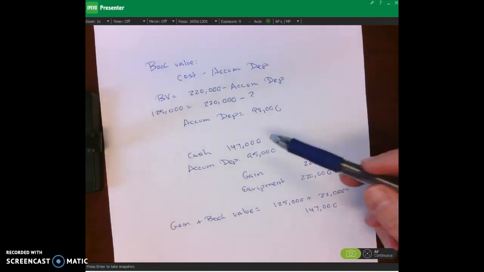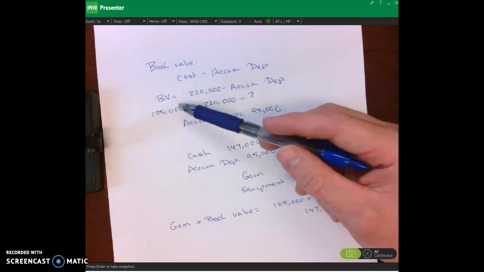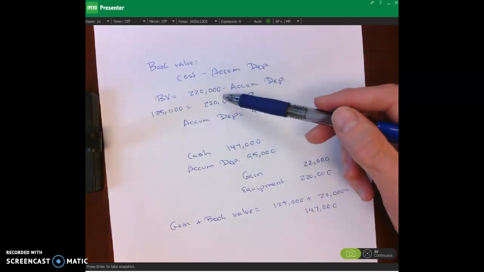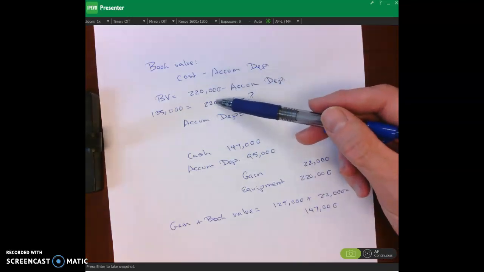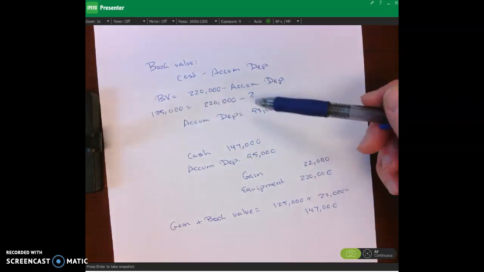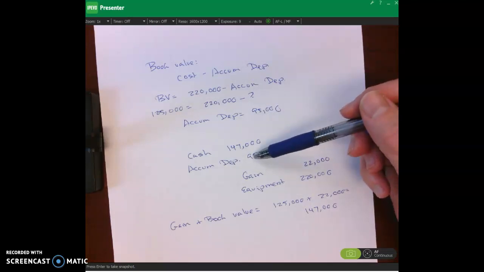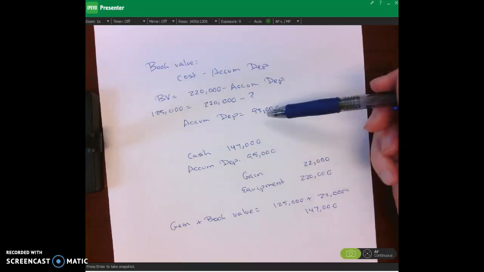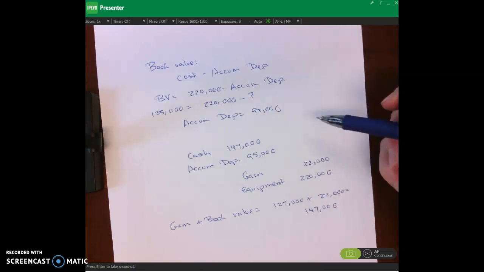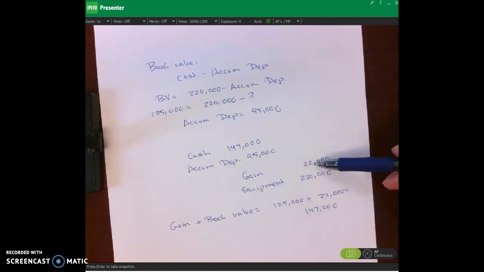$22,000 credit. Then we backed into accumulated depreciation by taking our book value, which we know is equal to 125, and our asset cost is 220. So we take 220 minus the 125, which gives us the 95,000. We will debit accumulated depreciation for $95,000 right here. Our debits have to equal our credits. We have a debit of 95 and a credit of the 22,000 plus the 220.